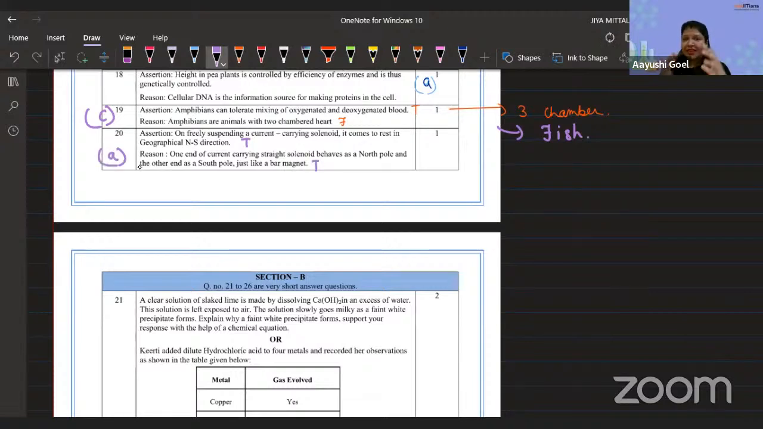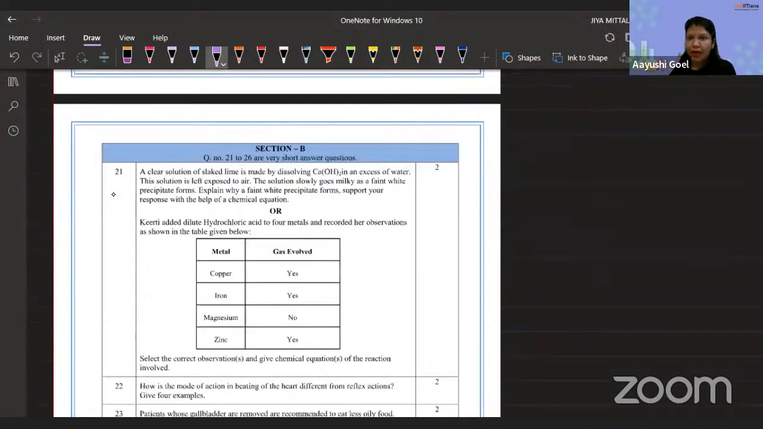Now you have seen the MCQs require a lot of practical knowledge. Then we'll see one by one how to write the answers in the different cases. I'm taking one-by-one analysis so you can understand the cases. Let's take question number 21. Option A says that a clear solution of slaked lime is made by dissolving calcium hydroxide in excess of water. So calcium hydroxide aqueous solution is taken.